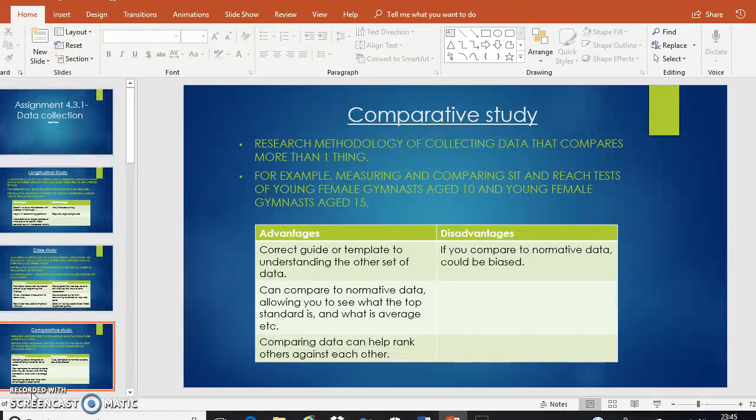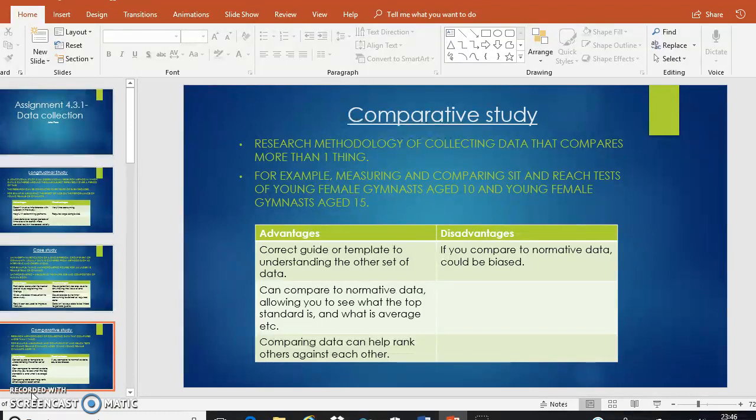An advantage is that this provides a correct guide or template to understand the other set of data. You can compare it to normative data, so you can see what is a particularly good result, what's an average result, maybe what's a poor result. You can compare the data to help rank others against each other, so see maybe who the best gymnasts are, and who the ones are who are not so good.